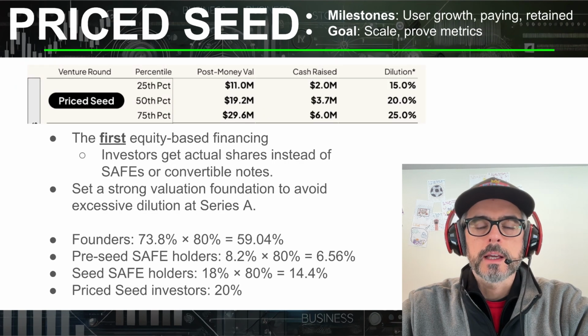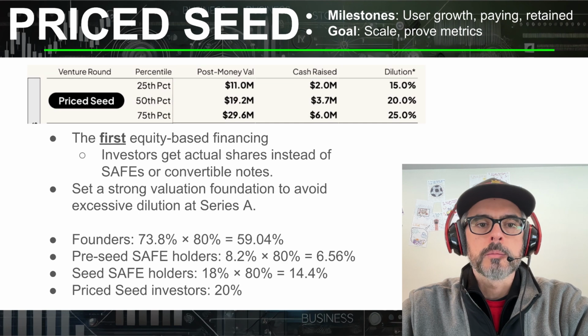The next one is the priced seed. At this point, you basically have user growth. Those users are paying and you are able to retain them. And your goal is to raise additional funds so you can do more scaling and prove some of the metrics before you go into a Series A discussion. This is the first financing round where the investors actually get shares from the company instead of additional agreements or convertible notes and stuff like that.